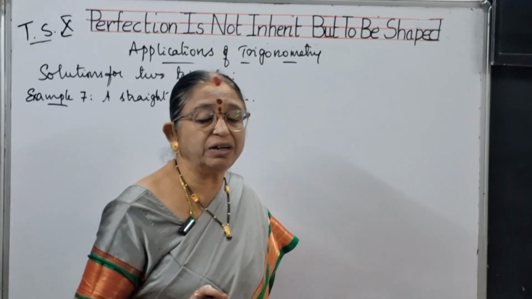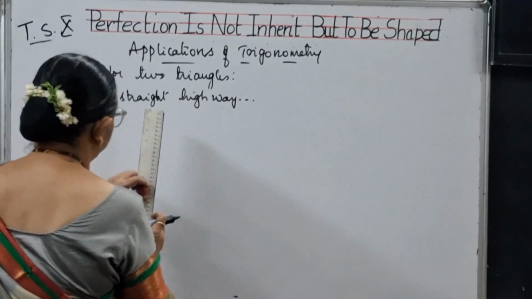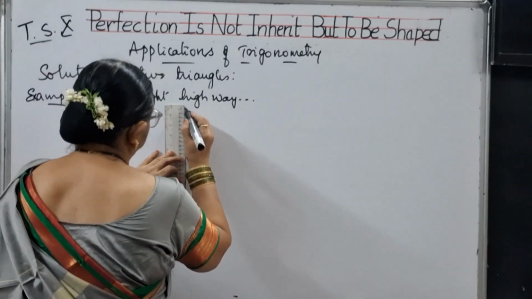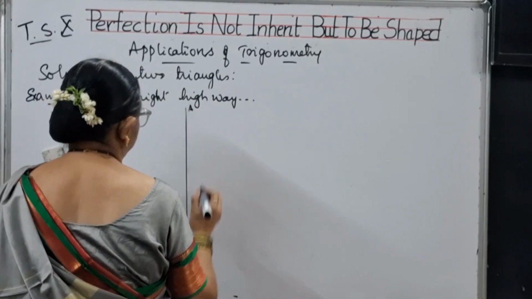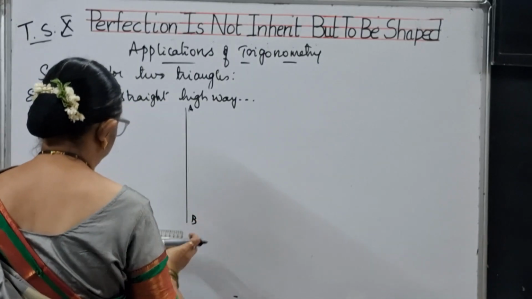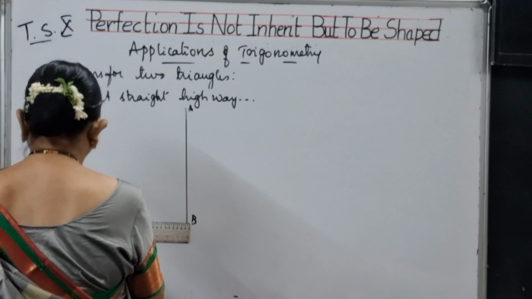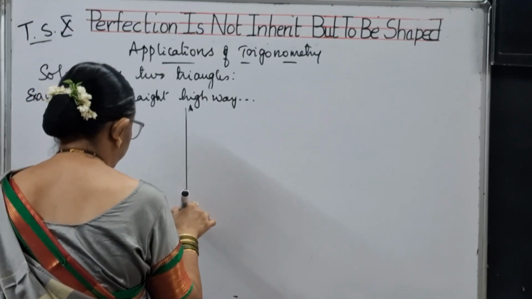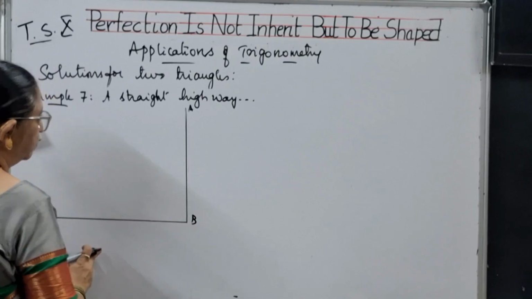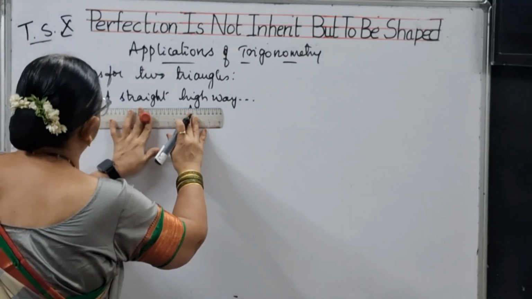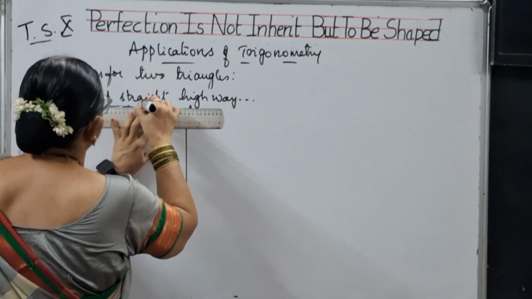Let me draw the figure, then you will understand it better. Say, let me take this AB is the tower and BC, this is the road, straight road. So from here, the angle of depression means I should draw like this.